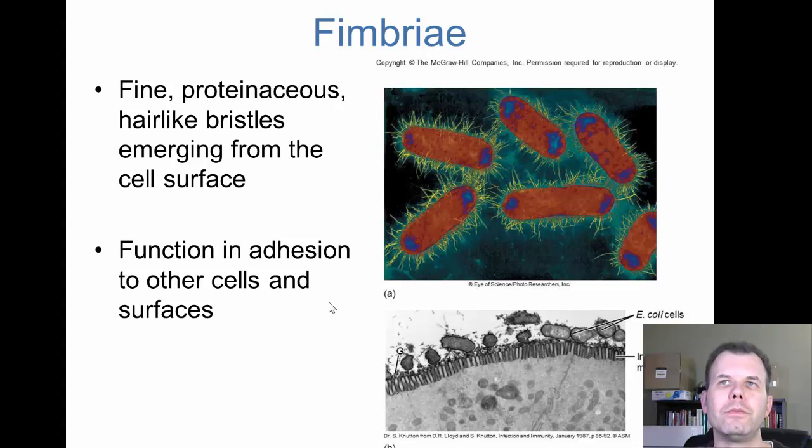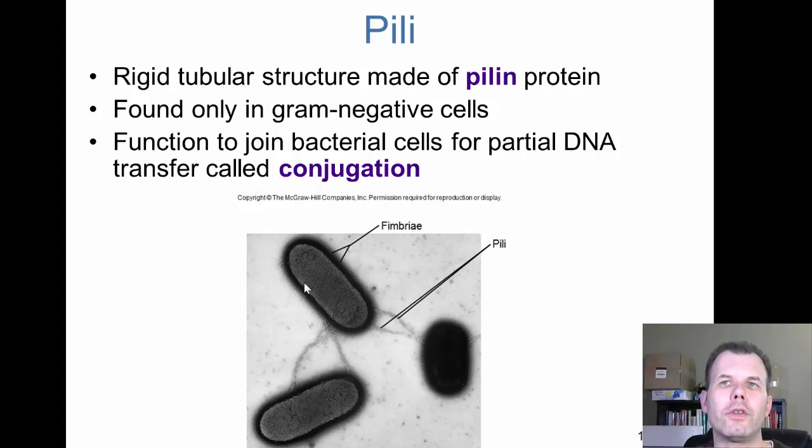Okay. The other structure that bacteria have a lot of times are pili. And pili are longer fimbriae filaments. So they're kind of in between the size of a flagella and the size of fimbriae. Fimbriae tend to be short little hairs, where pili are kind of in between that size and a flagella. And so these are used for conjugation.